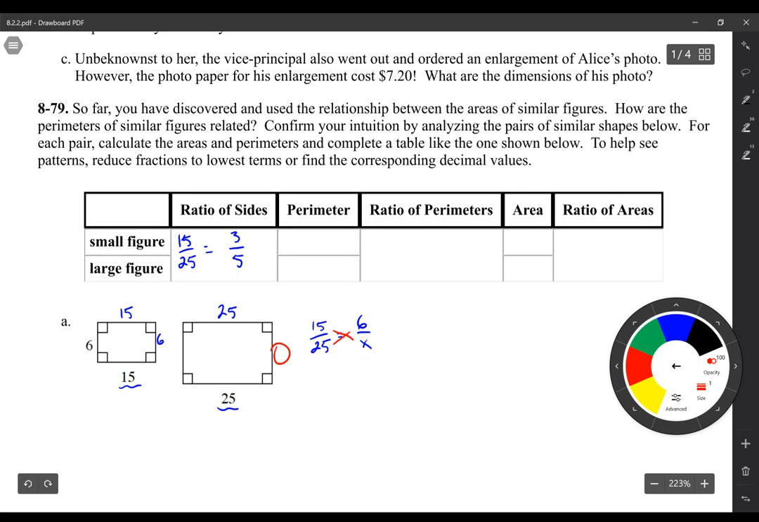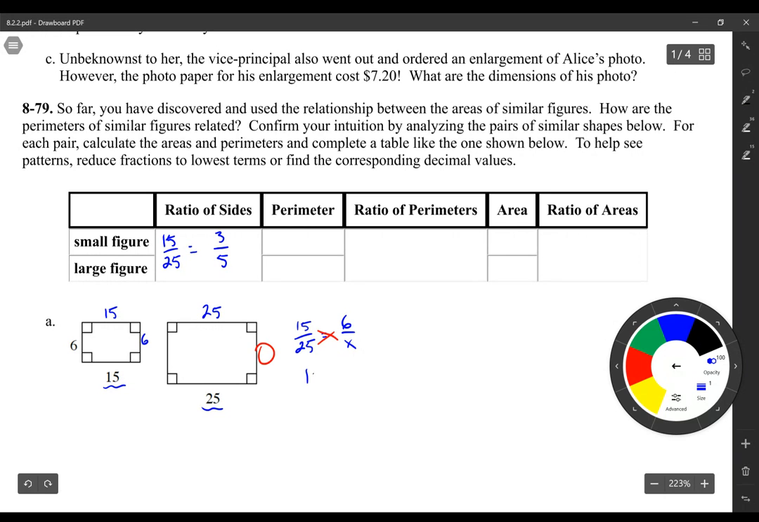That's how we're going to find our missing side length here. When we cross multiply, 6 times 25 gives us 150, which is equal to 15x. When we divide by 15 and divide by 15, we get that x equals 10. So these two side lengths right here are 10 and 10. So perimeter now, when we add everything up, 6 and 6 for the smaller figure, that's 12. 15 and 15 makes 30. So the perimeter here is 42. So we know the perimeter of the small figure is 42 units.